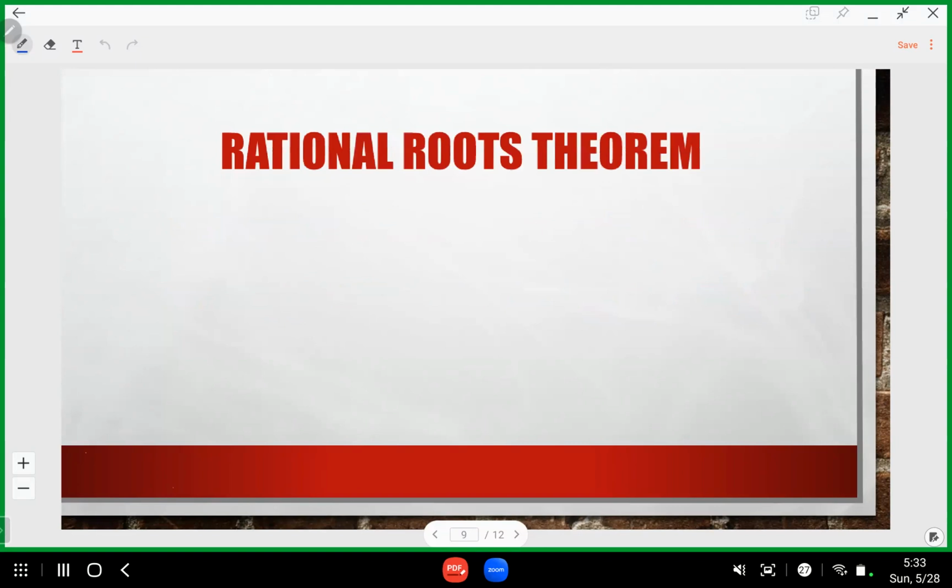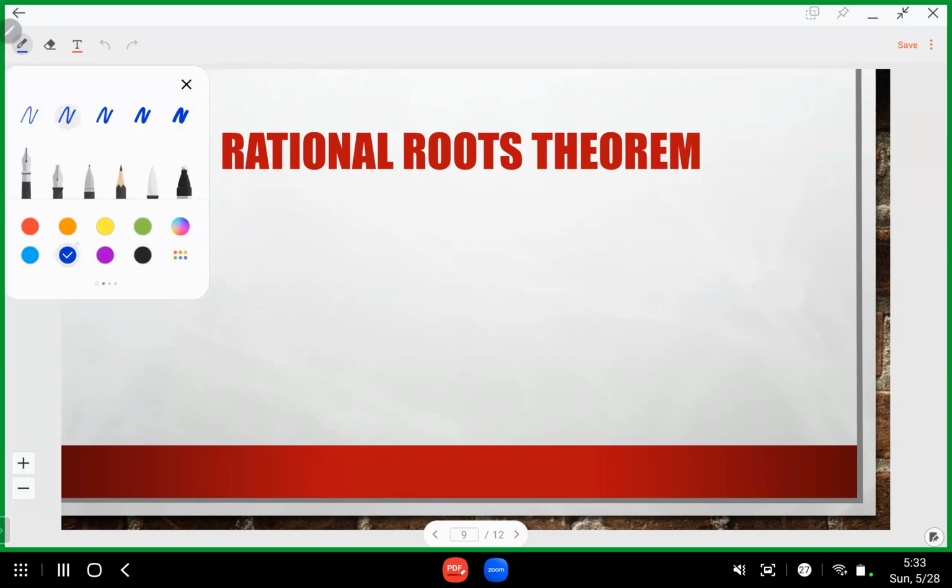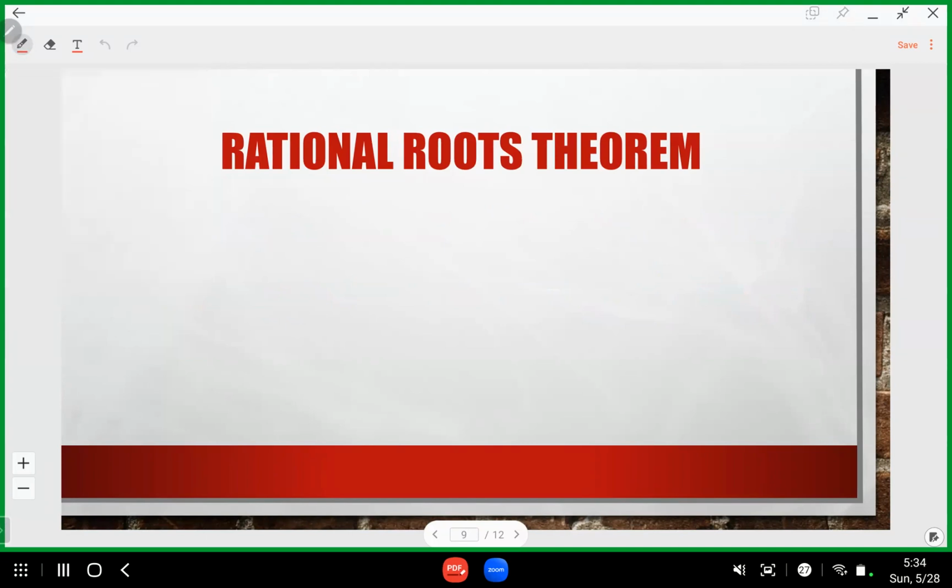Okay, so now we can go to the rational roots theorem. I'm just going to go over the rational roots theorem right now. I'm going to state it, so make sure you have this in your notes. This is extremely important. I chose to end the unit with this because this theorem allows you to factor almost every polynomial. Okay, so the theorem is as follows.